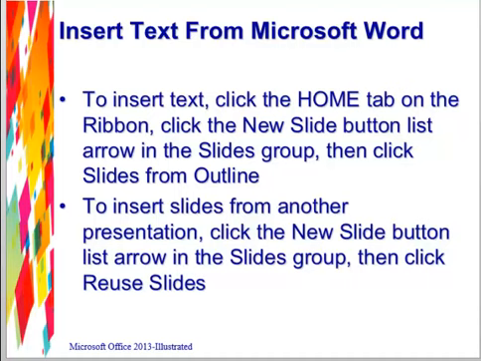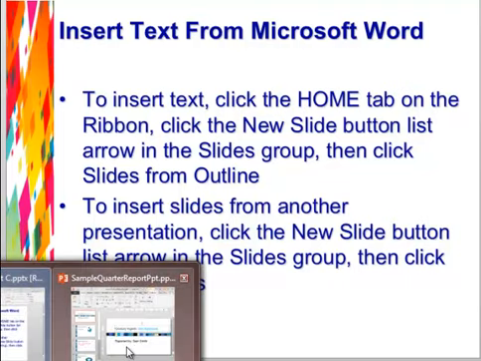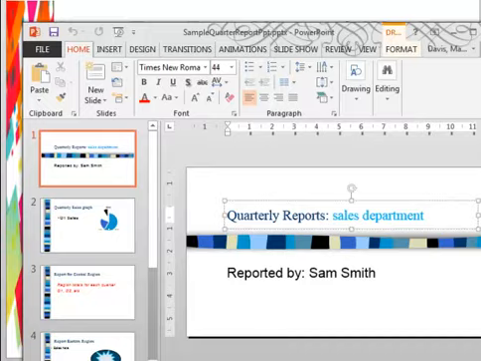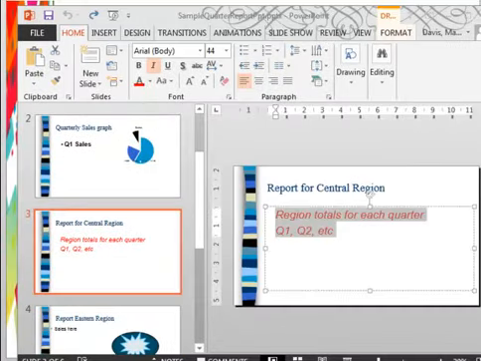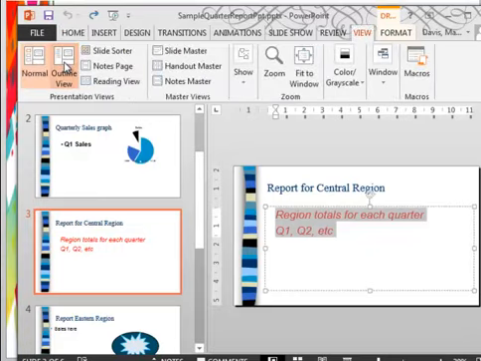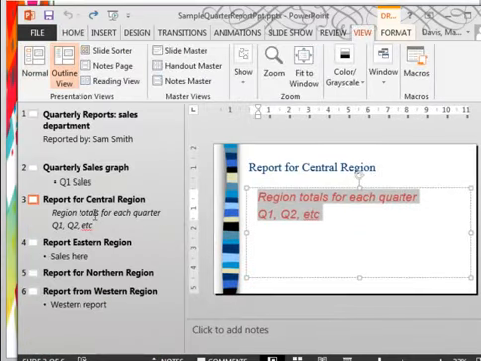To insert slides from another presentation, click the New Slide button list arrow in the Slides group, and then click Reuse Slides. So we're going to go into PowerPoint here, into the presentation we've been working with. Say we want to go down here and insert text. The first thing we want to do is go to View and look at the Outline view, which will give us the text over here.